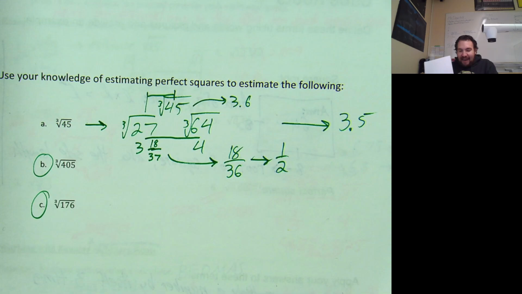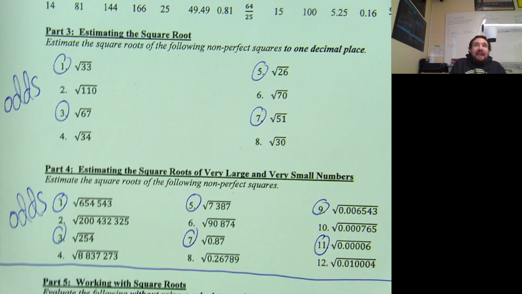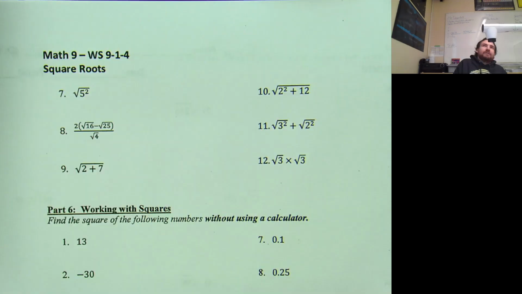Actually, here's what I want you to do. This is now going to be the time where I give you time to work on homework for the rest of class. I want you to do B and C. This is homework. And then I want you to flip past the blank stuff. We're going to do the blank stuff later. Flip past the blank stuff. And you'll see here a part 5 working with square roots that bleeds onto the next page. Square roots. And then there's working with squares.